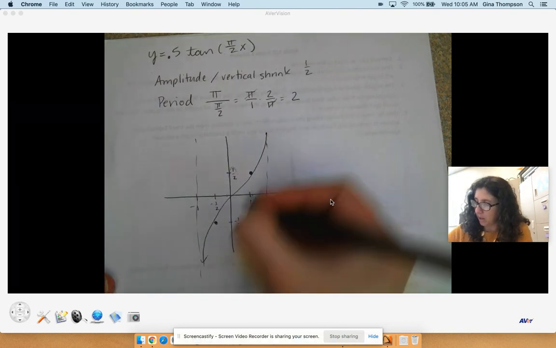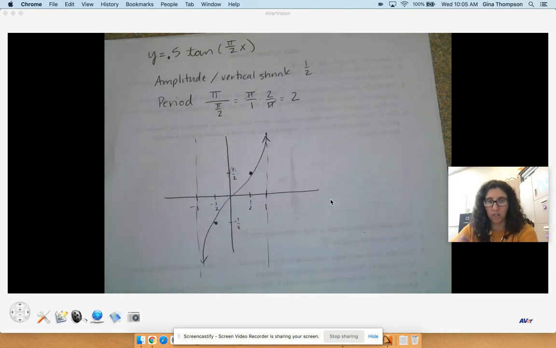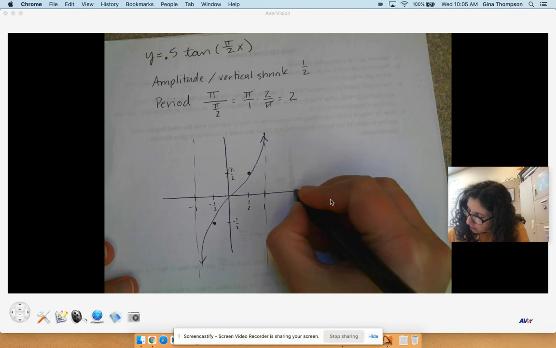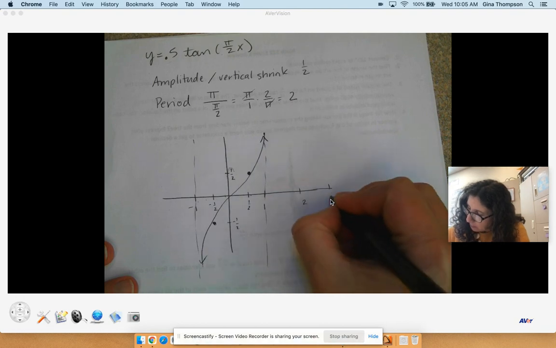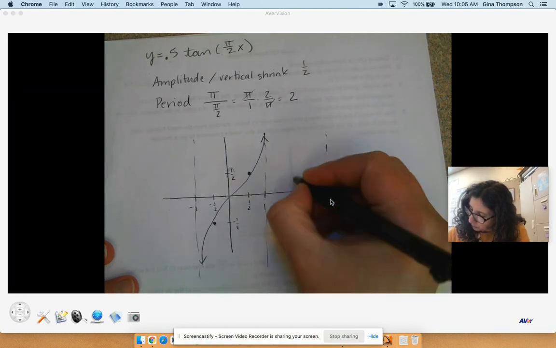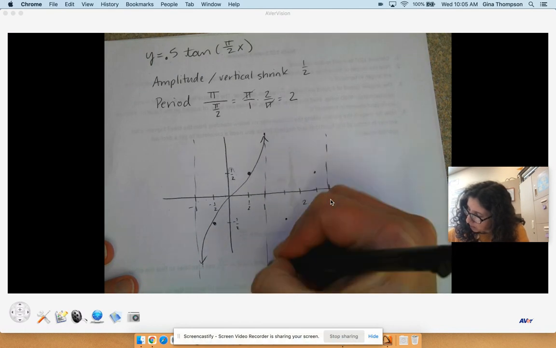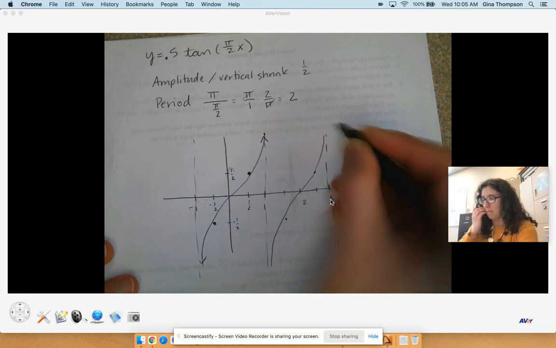I'm just going to go all the way down and all the way up, right? And then we could take a stamp if we wanted to do another cycle. Here's 2, 3. Halfway between it would be down here. Halfway between it would be up here. And it looks like that.